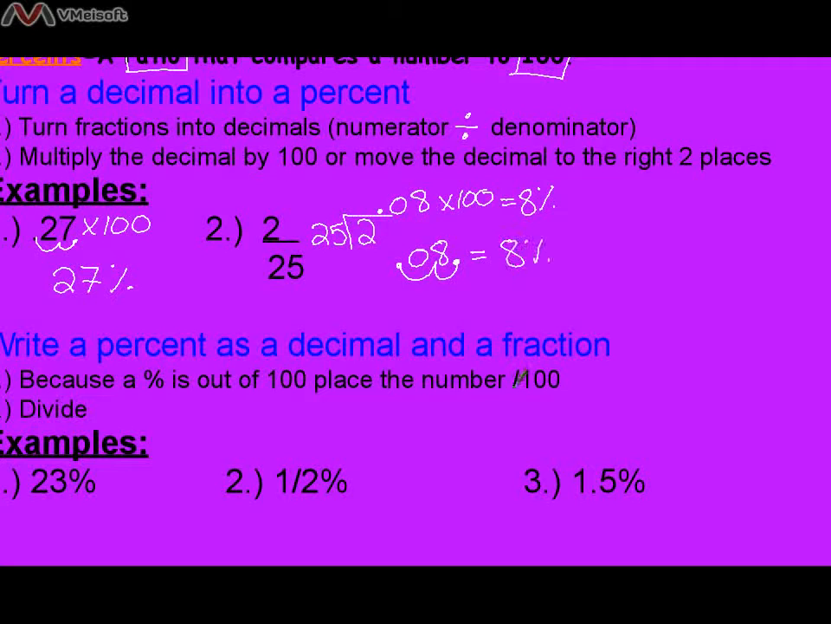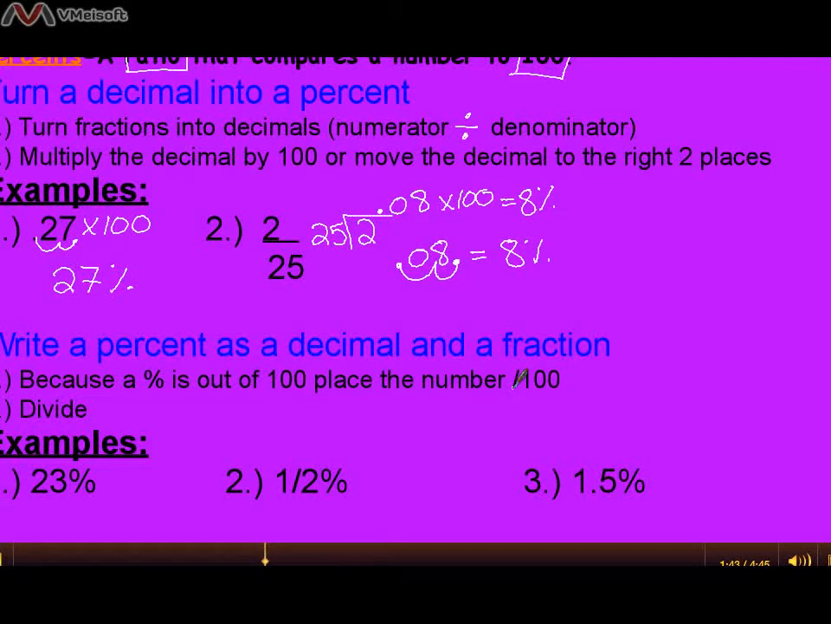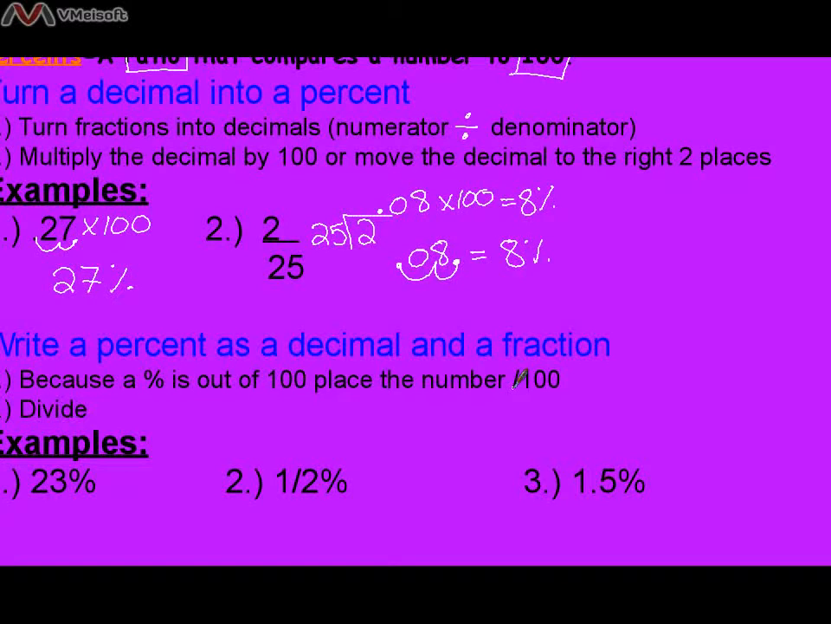Next, we're going to take a percent and write it as a decimal and as a fraction. So hit pause and write out the steps. Okay, because a percent is out of 100, you're going to place the number over 100. This means over 100. So since 23% is out of 100, we're going to write it as 23 over 100. And check and see if you can simplify. Since I cannot simplify that, that's my fraction.